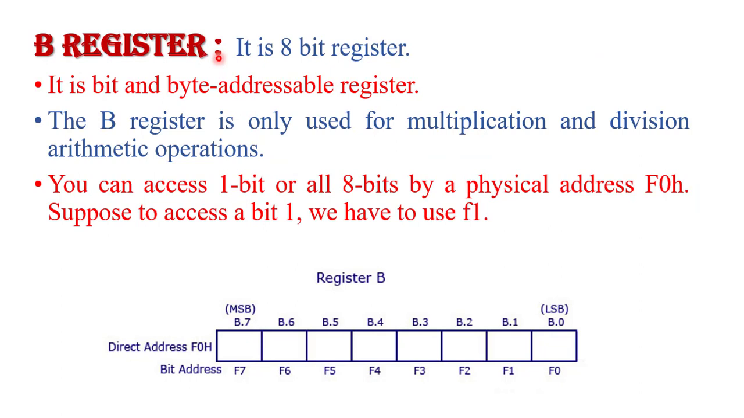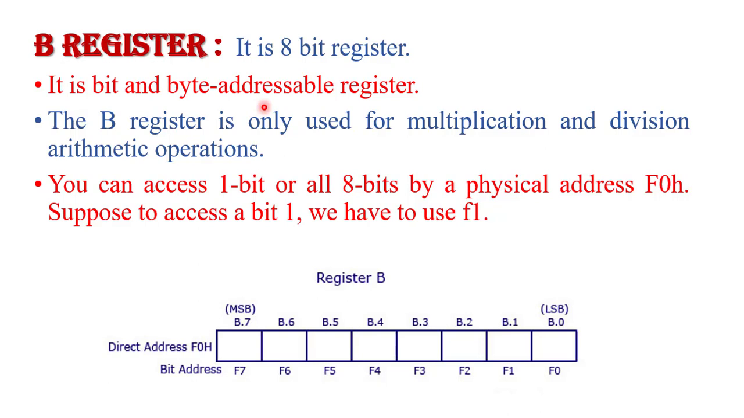Now next is the B register. The B register is very similar to the accumulator register. It is also an 8-bit register, and it is bit or byte addressable. This B register is basically used along with the accumulator in multiplication and division operations. These two operations are performed on data that is stored only in register A or register B.